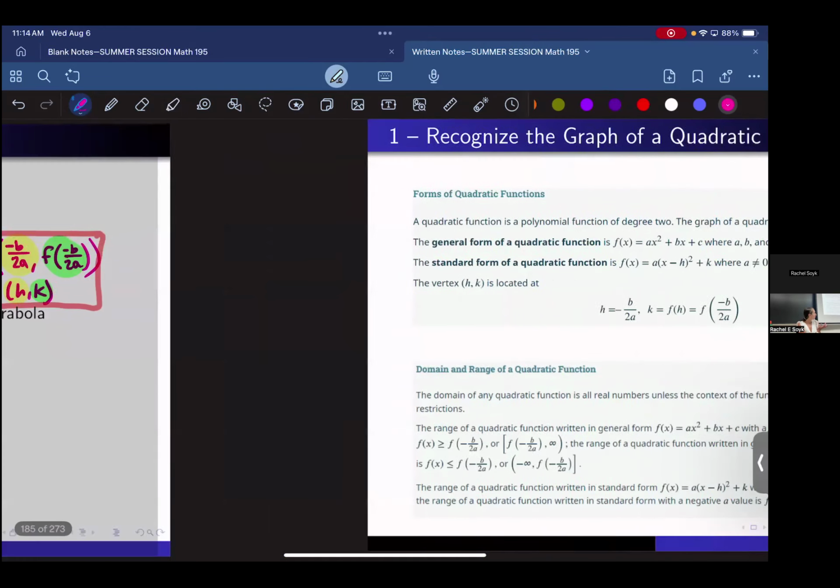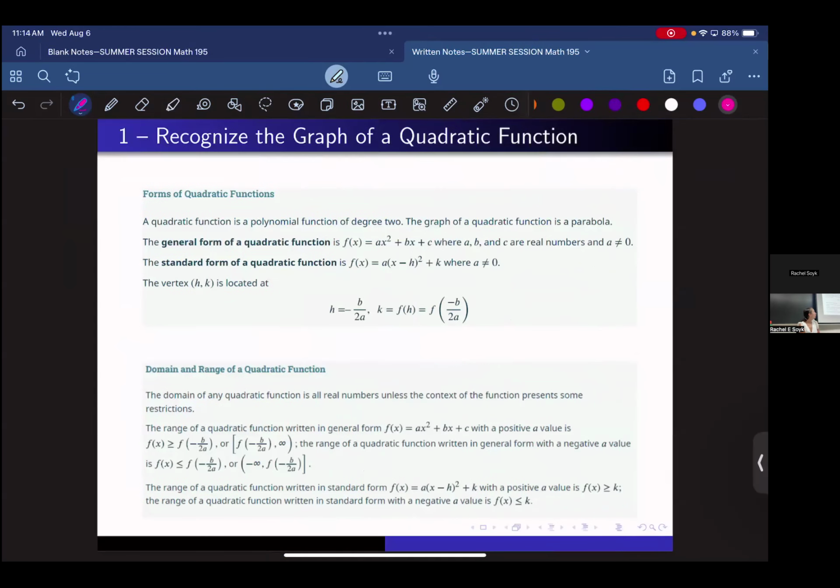So first objective, recognizing the graph of a quadratic function. Anytime you're looking at a polynomial, it's essentially the highest degree is a 2. That's why second degree polynomials are synonyms of quadratic functions, which is a synonym of a parabola. And so we have a few different forms here.